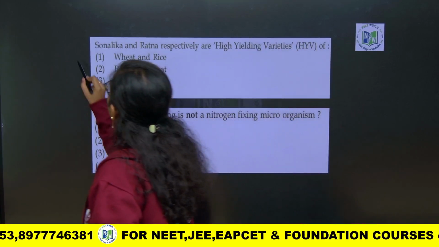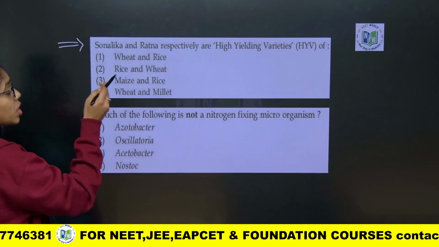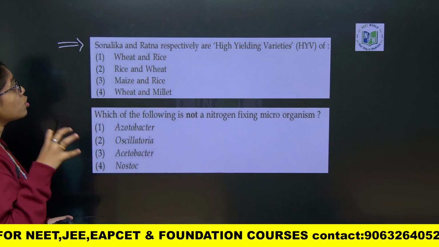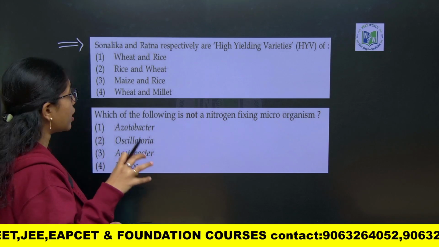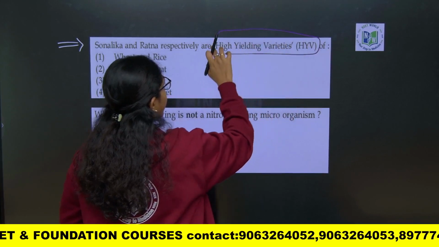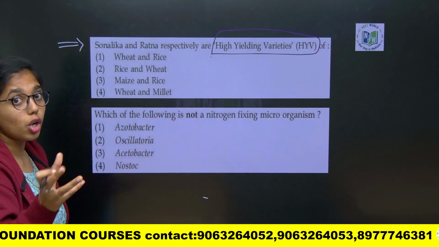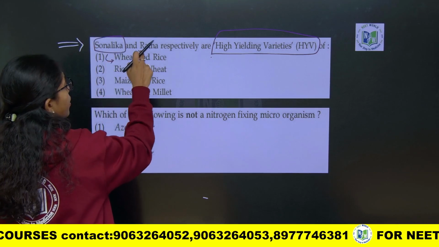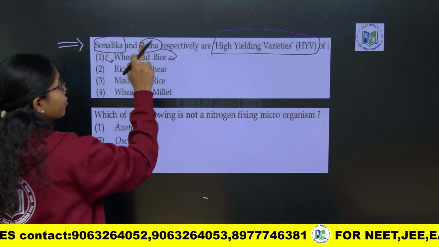And next, if you look into the varieties, beta, this question is also asked from strategies of crop production, wherein Sonalika and Ratna respectively are high yielding varieties. Sonalika and Ratna are high yielding varieties of what? Sonalika is the variety of wheat and Ratna is the variety of rice.